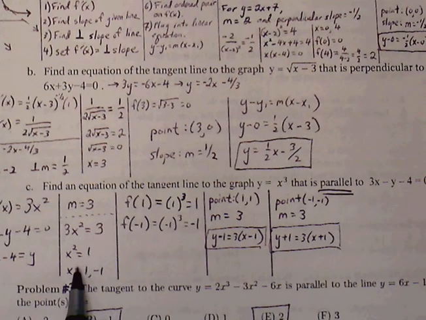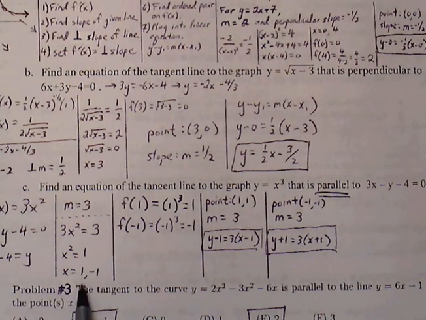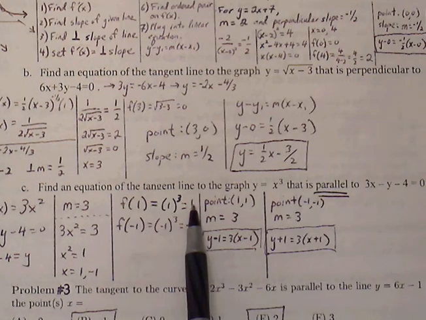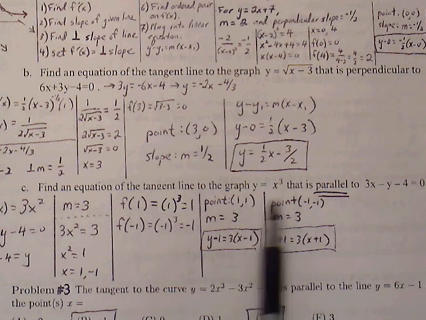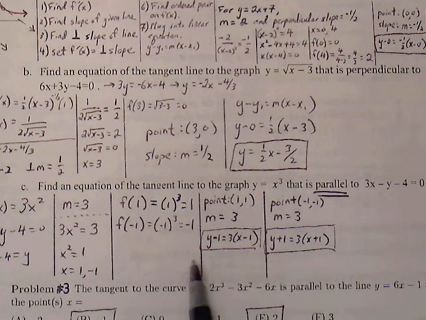So we're going to have two ordered pairs where the line is going to be tangent to the graph and parallel to this line. Okay. So plug 1 and negative 1 back into the original function. We have our two ordered pairs, 1, 1, and negative 1, negative 1. They both have to have a slope of 3, and then we write the equation of our tangent line.